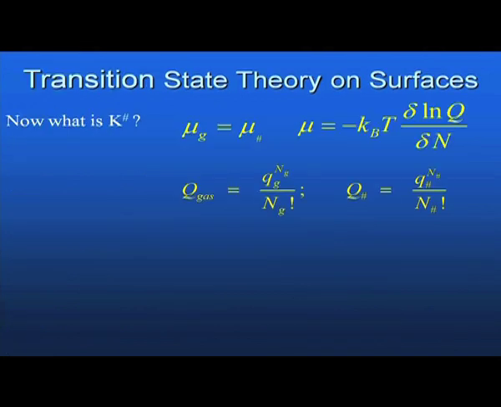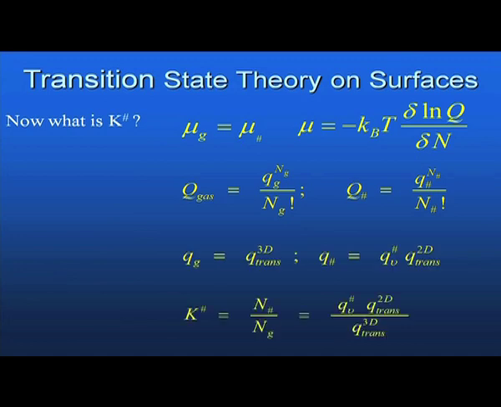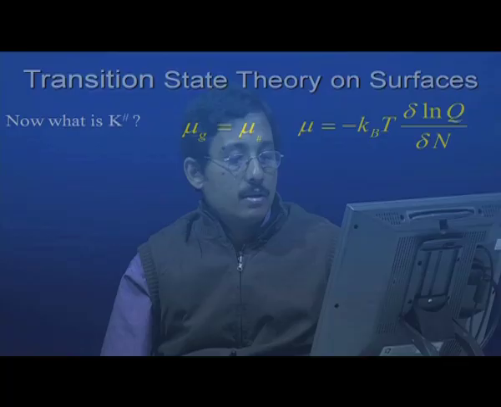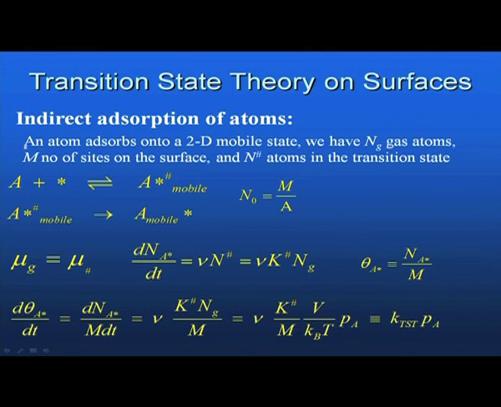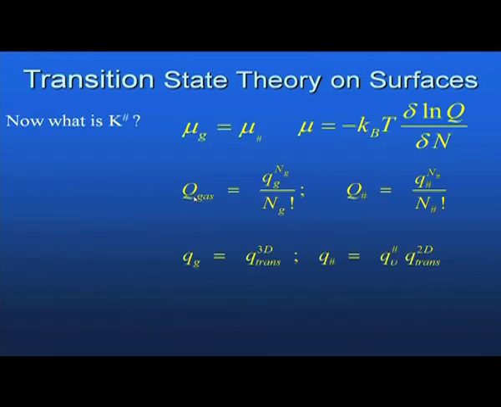Next is, what is K double dagger? Since this activated state and your gaseous atoms are in equilibrium, first they will form an equilibrium, like if you think of this step, you see this is an equilibrium. Therefore, you apply mu_g is equal to mu double dagger.